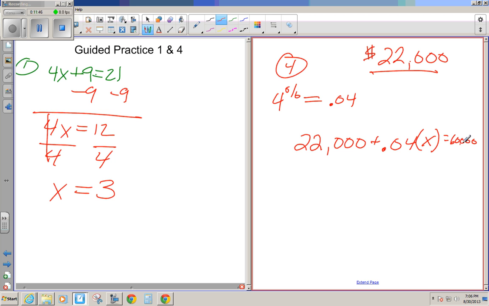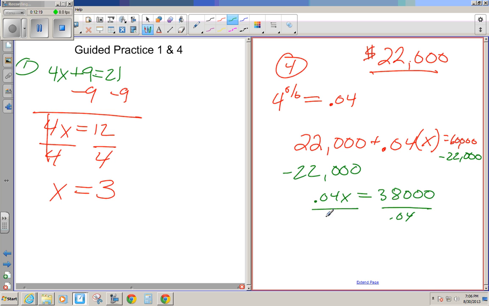All right. So we read the story problem, took the information. Now we've got to solve it. What do we undo first? That's right. Undo the positive there, that plus. You're getting rid of the operations attached to the x. So 0.04x now equals 38,000. Now divide by 0.04.